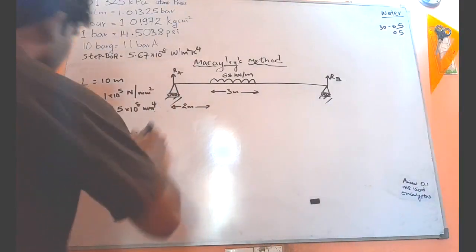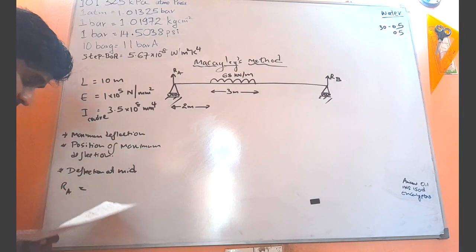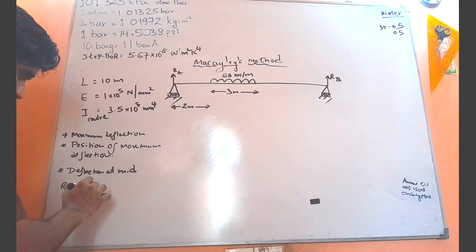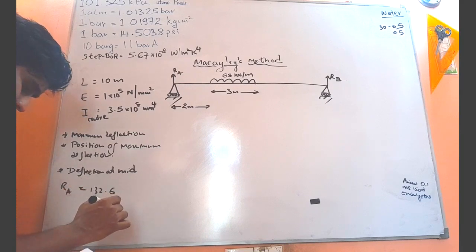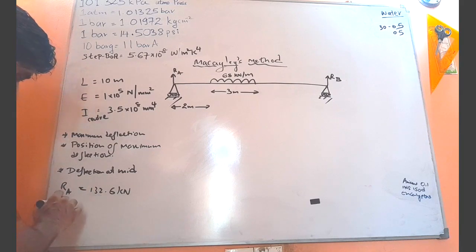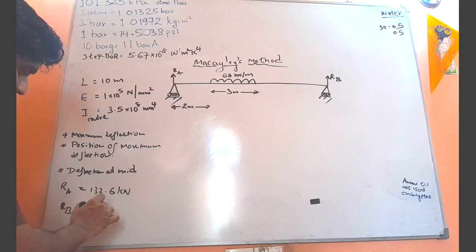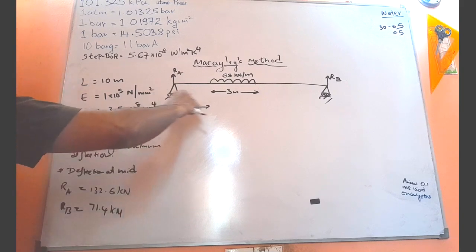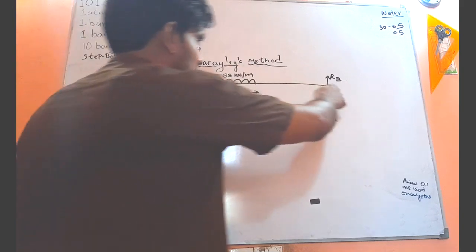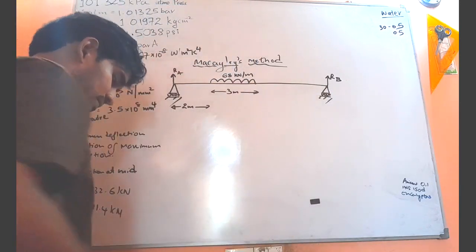Because we have to save time, the reaction RA is 132.6 kilonewtons. RB is 71.4 kilonewtons. So now we know the reactions, this reaction we know, this reaction we know, and this is the only uniformly distributed load that we have.